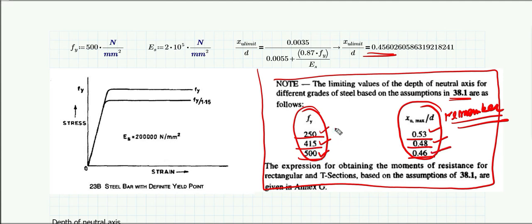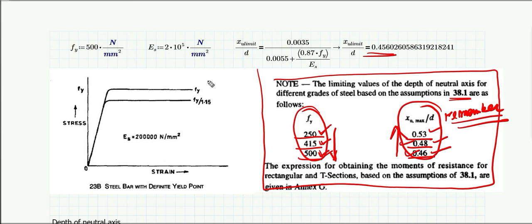You can see that as the grade of steel is increasing downward, the XU by D value is decreasing. As this value is increasing, these values are decreasing downward. So the maximum value for 250 is 0.53, for 415 it is 0.48, for 500 it is 0.46.